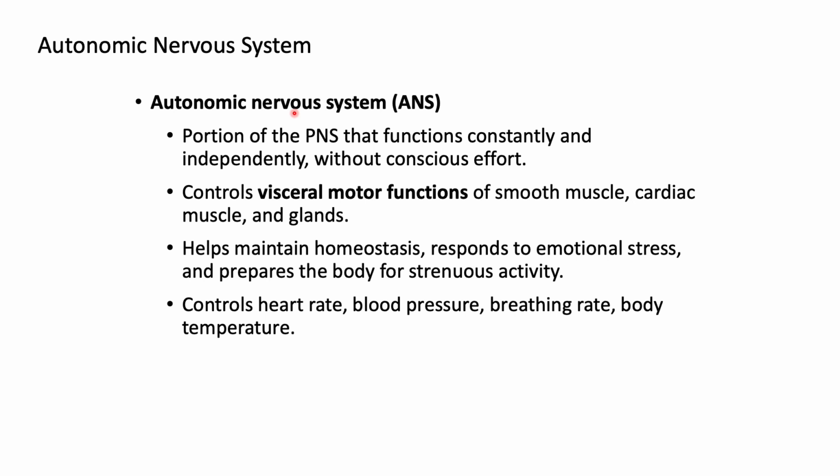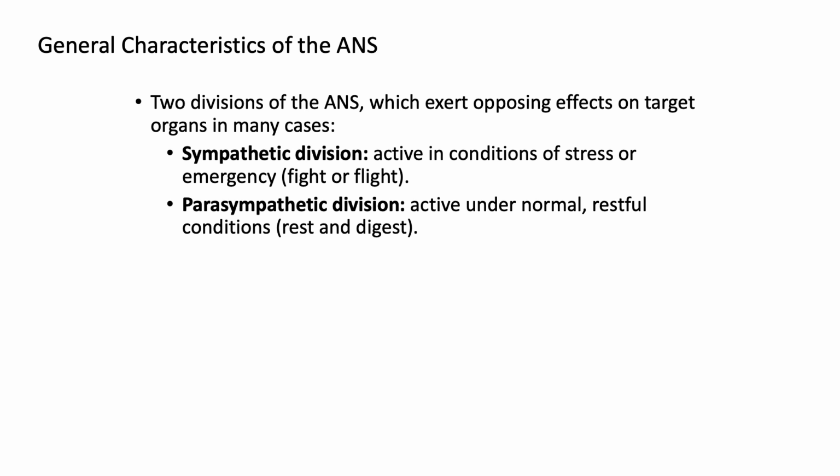So, for example, responses to stress, or to fight or to flight, are actually provided by autonomic nervous system. Depending on the type of responses provided by autonomic nervous system, this system is further divided into sympathetic division and parasympathetic division. Sympathetic division is active in conditions of stress or emergency, such as fight or flight, and parasympathetic division is active under normal restful conditions, such as rest or digest.